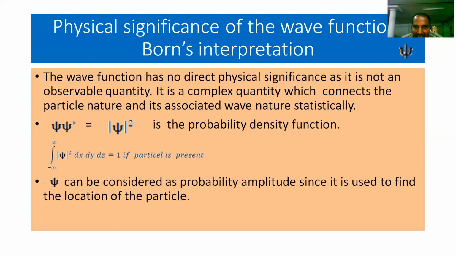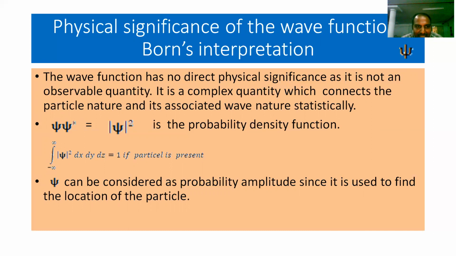Therefore, the wave function has no direct physical significance as it is a non-observable quantity. It is a complex quantity which connects with the particle nature and is associated with wave nature statistically. Therefore, consider the product of psi and psi star. What is this psi and psi star? Psi is the probability amplitude of finding the particle at a specific location. Psi star is its complex conjugate. If we take the product of those two, it will give a real and positive value, which is represented with modulus of psi square. This is called the probability density function, which is also represented with P.